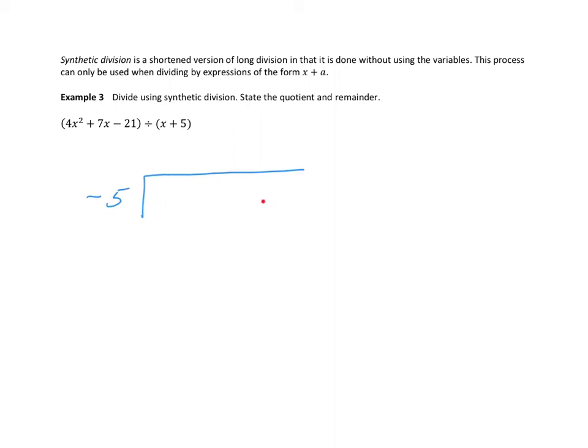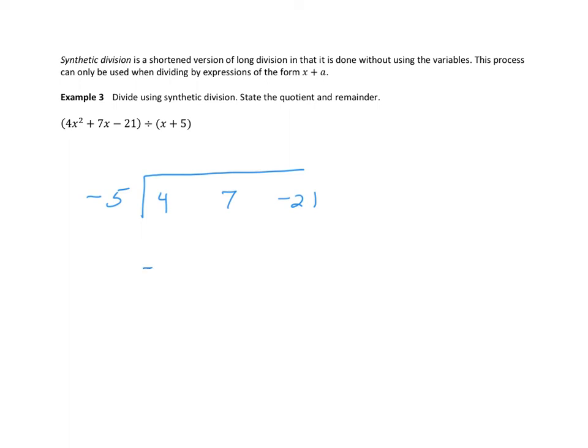Okay, here, last time we wrote the entire polynomial, including the x's. What we're going to do now is just not write the x's, and just in order put down the coefficients, 4, 7, and -21, just like this. 4, 7, -21. If one of the terms happened to be missing, we would just put a 0 here as its coefficient.